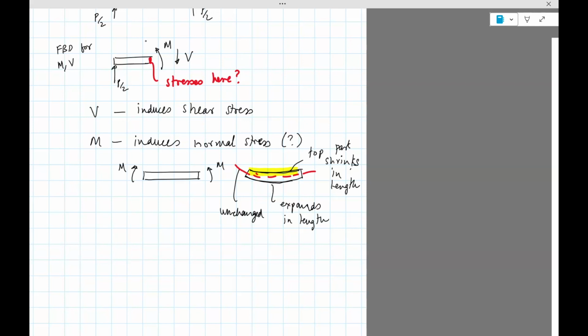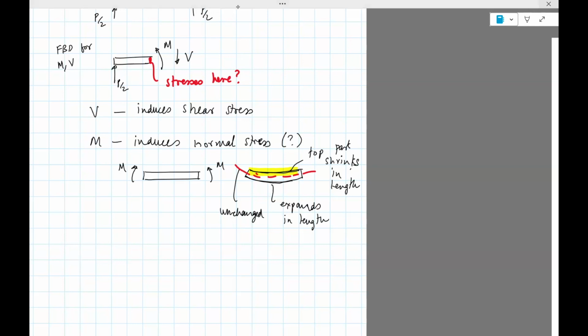Now, when that happens, the bottom part expands and the top part shrinks. One way you can think of that happening is if you apply an axial force, a normal force. When the force is tensile, you'd expect something to increase in length, and if it is compressive, you'd expect it to shrink. So you can infer the stress from the strain, the change in length. The top part is shrinking, which means there's a compressive normal stress, and the bottom part is expanding, which means there's a tensile normal stress.